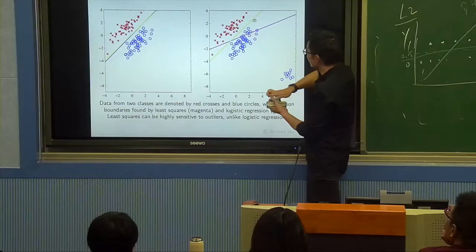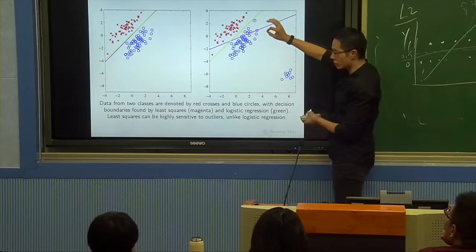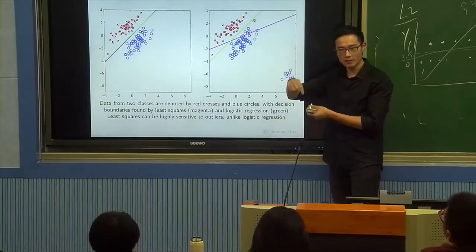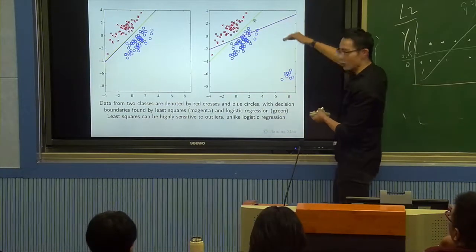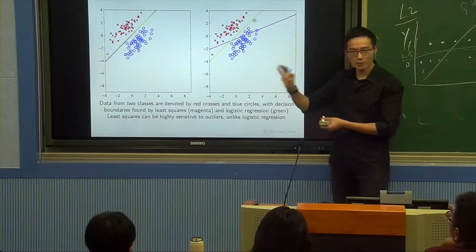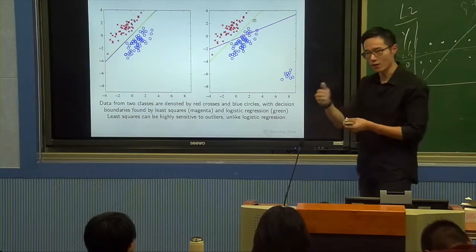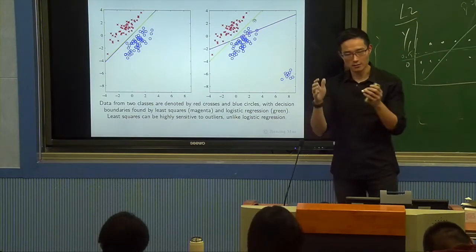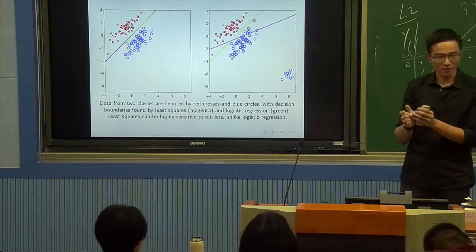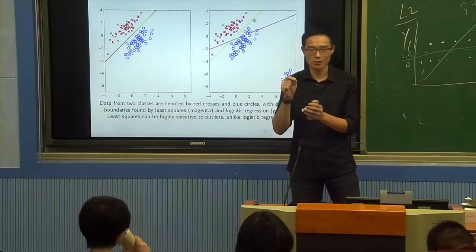But the linear regression's purple line would shift this way, because for linear regression, these far away points become a problem. It's going to penalize the error, so it will try very hard to fit them, but they shouldn't be a problem. That's really the issue with linear regression, because it's using an L2 loss function that tries very hard. The L2 loss function is not suitable for doing classification. So the fundamental problem is not linear regression; the fundamental problem is using the L2 loss function.